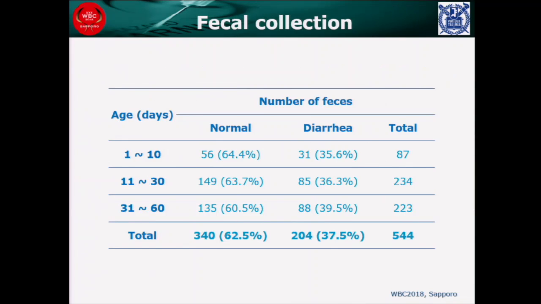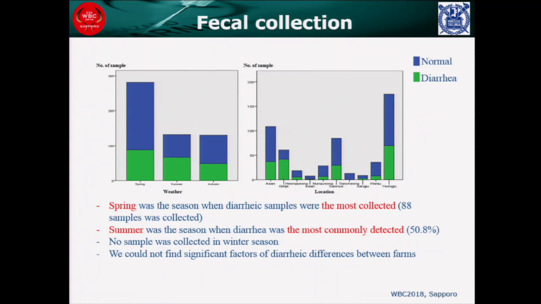So we collected 544 feces samples, which were composed of 340 normal feces and 204 diarrheic feces. As you can see, most age groups showed a similar percentage of diarrhea. The diarrheic samples are shown by the green bar. Spring was the season when samples were most collected, but summer was the season when diarrhea was most commonly detected.